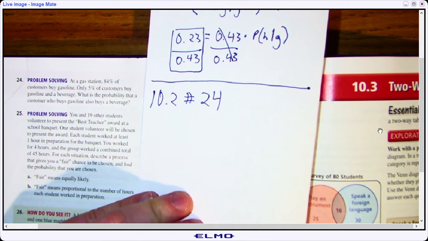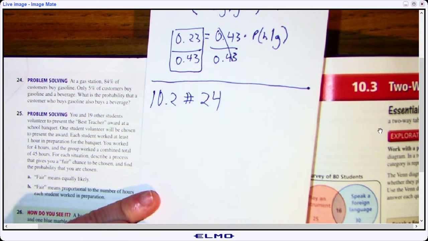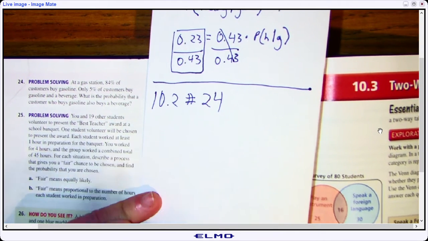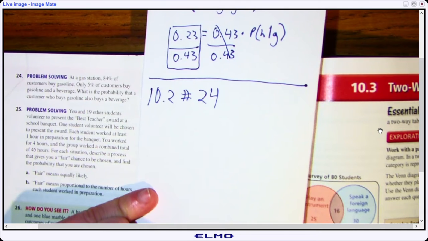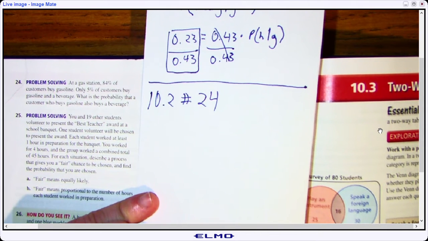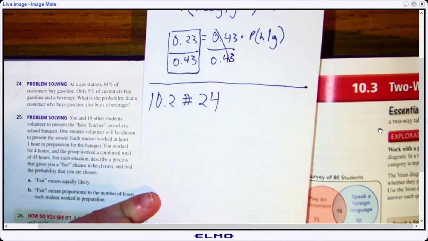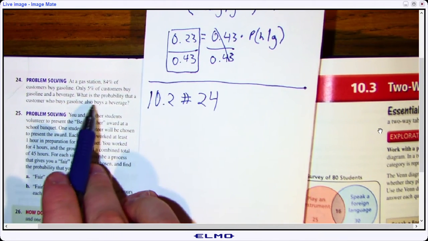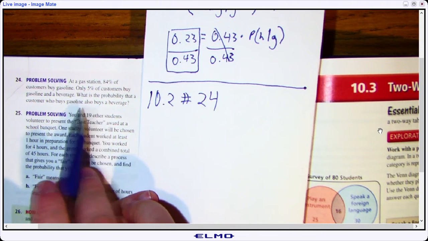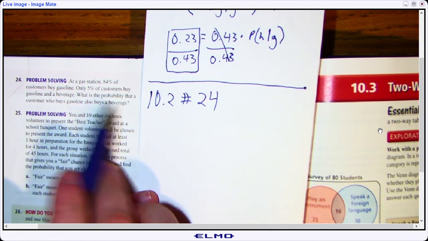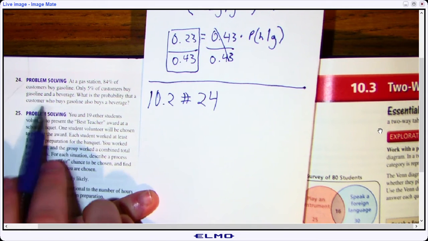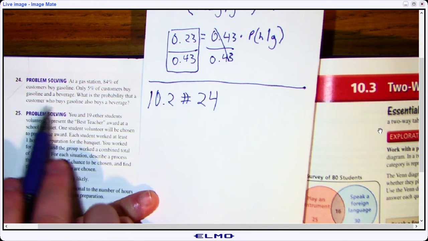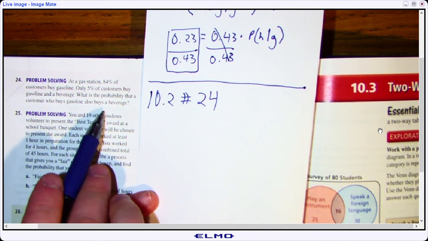At a gas station, 84% of customers buy gasoline. Only 5% of customers buy gasoline and a beverage. What is the probability that a customer who buys gasoline also buys a beverage? So, something important here, something of note: the probability that a customer who for sure buys gasoline, that's a condition imposed, also buys a beverage.